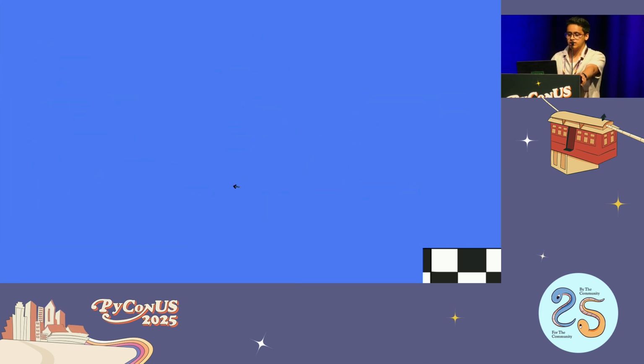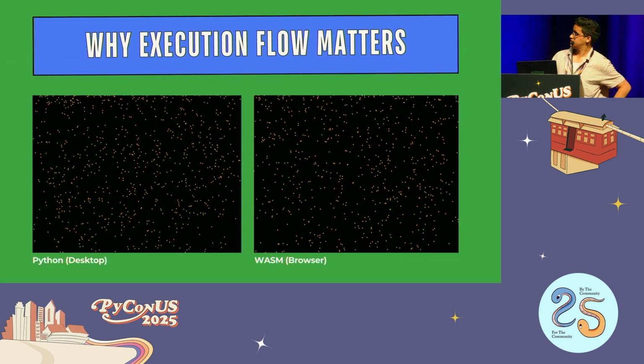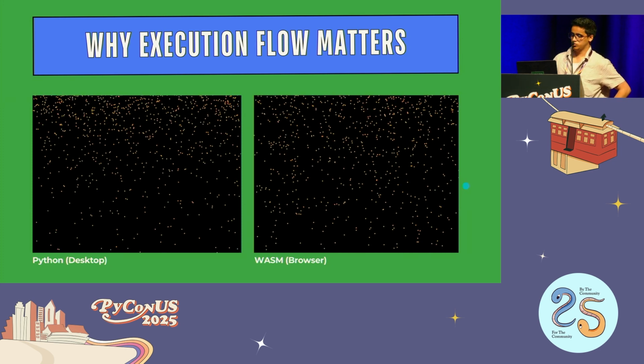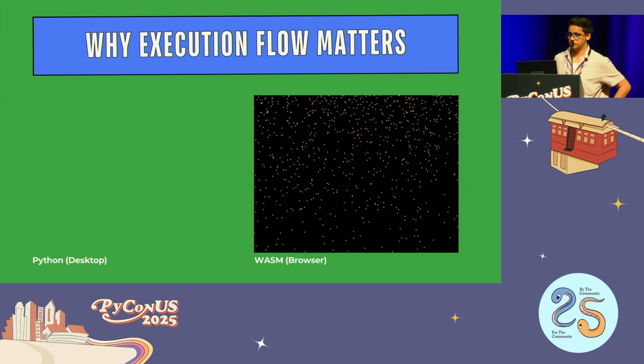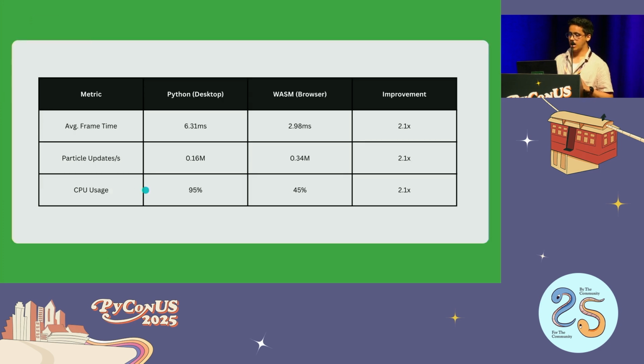And why does this execution flow matter? These are two of those particle simulations which have 1,000 particles moving under gravity. Each particle has a position and velocity, and we update it frame by frame. I think the internet is pretty slow, but it doesn't matter. The main objective is to see how the performance works.